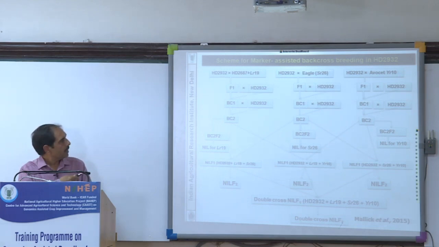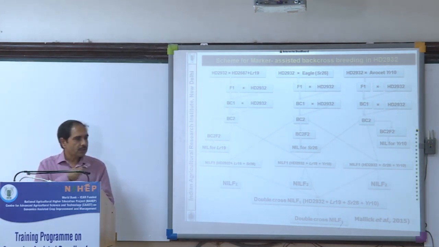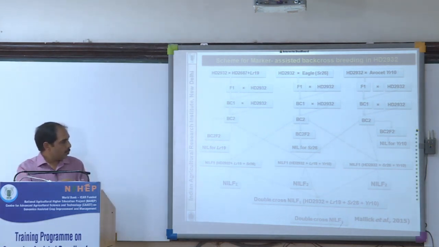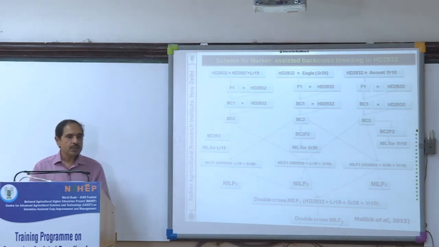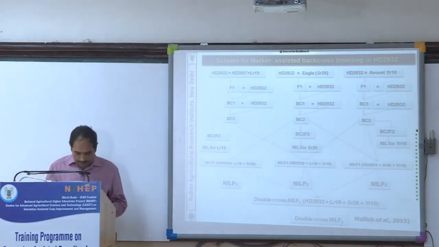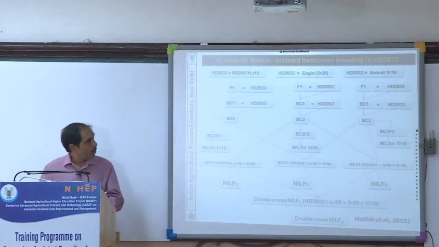Okay, same thing is done for making combination. LR19, SR26, LR19, YR10, SR26 and YR10. You can have all these possible combinations. And then if you want to combine the 3 genes, then you can intercross here. This can be crossed with this one, and again you can combine all the 3 genes. Okay, so this is the approach, and normally we use in our wheat breeding program, and this approach we have used in a number of varieties.